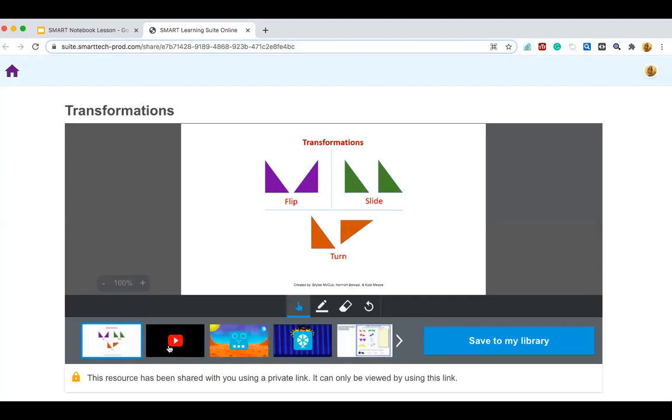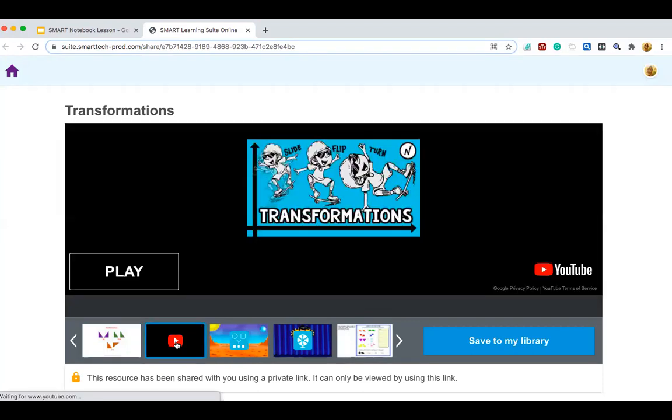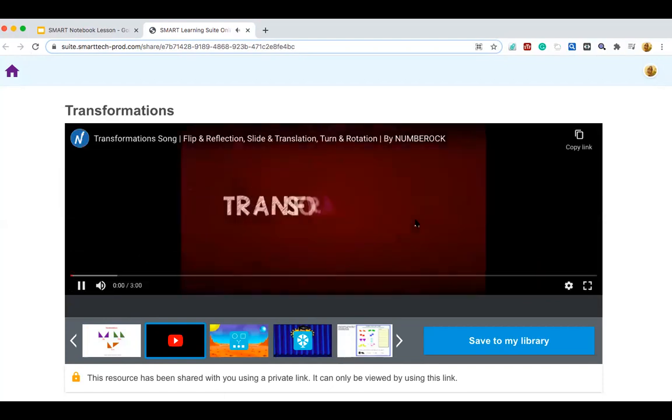So it's transformations, and then we have flip, slide, and turn. We have a small video for the kids to watch, and it just shows you, shows this a little bit.